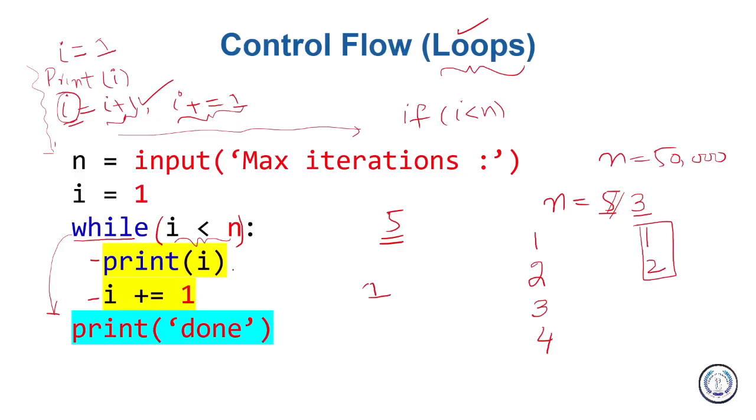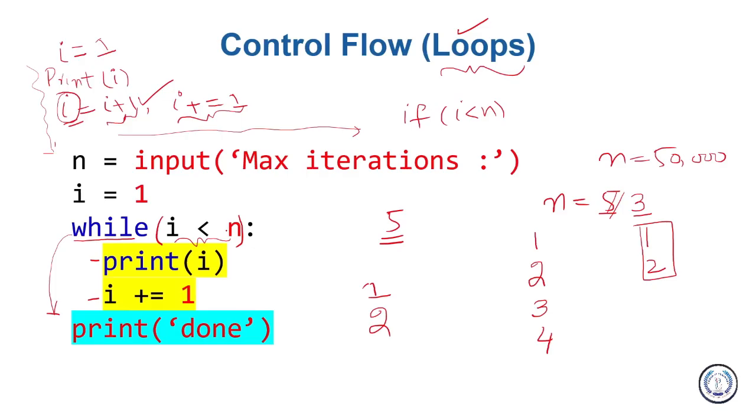Once I becomes 2, you move on and you check, okay, 2 is smaller than 5. Yes, it is true. You move inside the block again. You print 2. Then you update I. The loop body finishes. Once the loop body finishes, you go and check the condition again, whether it is still true or not. It is still true. I is 3. 3 is smaller than 5. Yes, you move inside. You print 3. You update I. You check the condition.